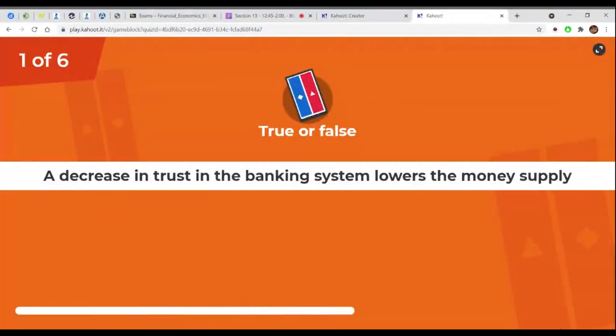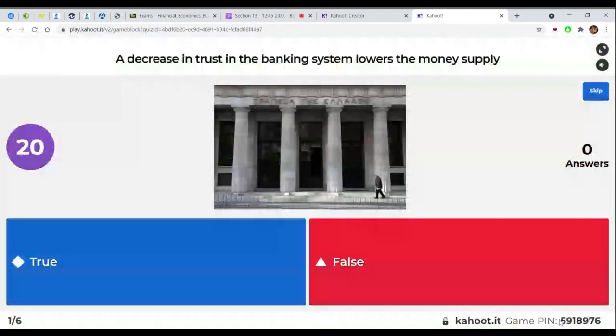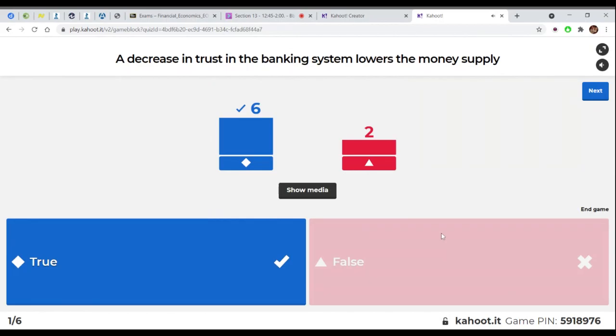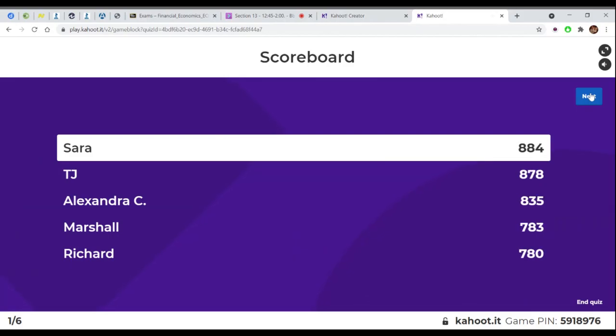True or false? A decrease in trust in the banking system lowers the money supply. That's right, because people start to withdraw their funds, so less money gets multiplied, and so the money supply goes down. Next.